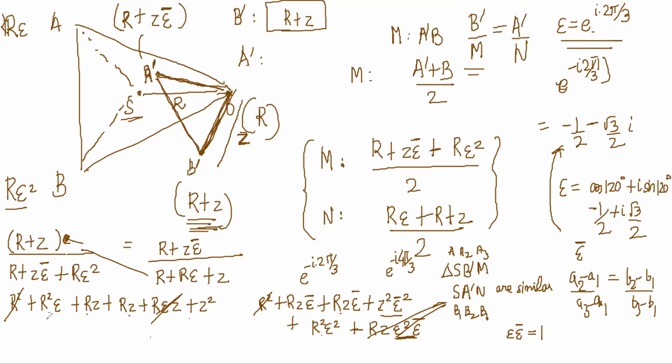Okay, so r square epsilon plus rz plus rz. You have r square epsilon plus 2rz plus z square. On this side there is 2rz epsilon conjugate plus z square epsilon conjugate square plus r square epsilon square.